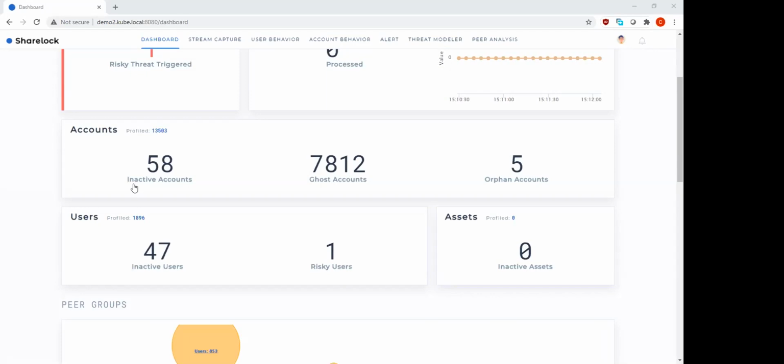The system warns us about the number of inactive accounts found, the number of ghost accounts that are those that have been seen in the logs but they don't have a match in the identity governance. And the system warns us also on the number of orphan accounts, that are those accounts which have no match between users. We find then inactive users, risky users, and inactive assets. Assets means database, workstation, or some kind of sensors.